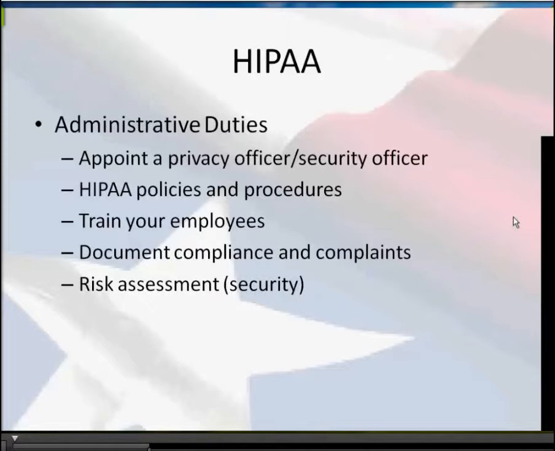Each covered entity also has administrative duties, such as to appoint a privacy officer and security officer, to have and maintain HIPAA policies and procedures, to train your employees, to document compliance and complaints, and to perform a risk assessment of their office.